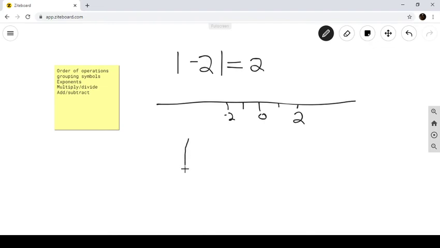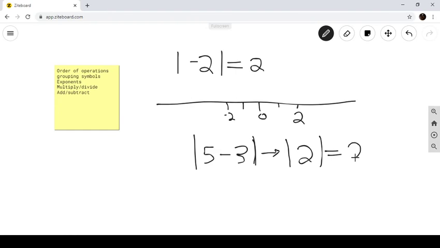Also, these absolute value signs act like grouping symbols. So if I have absolute value of 5 minus 3, what I would say is, well, these are grouping symbols. I need to do what's inside of them first. So 5 minus 3 gives me 2. And then I say, all right, so what is the absolute value of 2? Well, again, its distance from 0 is 2. So there we go.